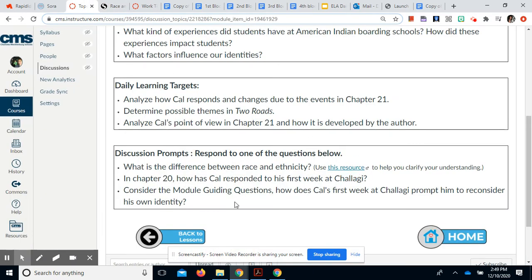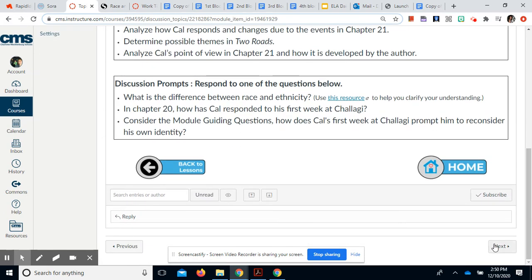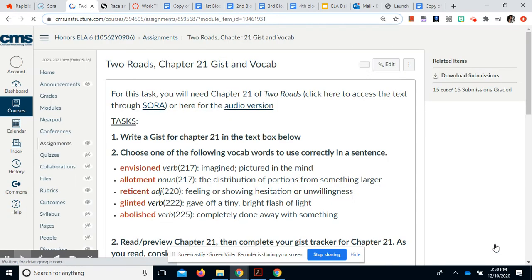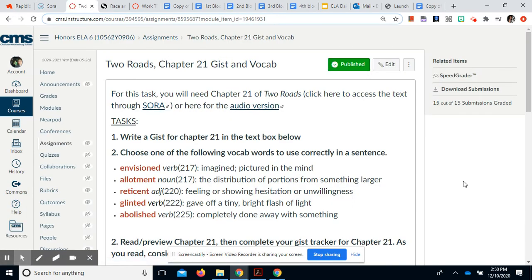We also discussed how Cal responded to his first week at Shillelagh, that he felt a bit more comfortable, a little less unsure of himself, but grateful for the friends that he has made with the Creek Gang. Then we moved into reading chapter 21, which is called, in the book, on page 217, Expecting Indians. And you're going to have a gist vocab assignment for chapter 21. The vocab words we have are envisioned, allotment, reticent, glinted, and abolished.